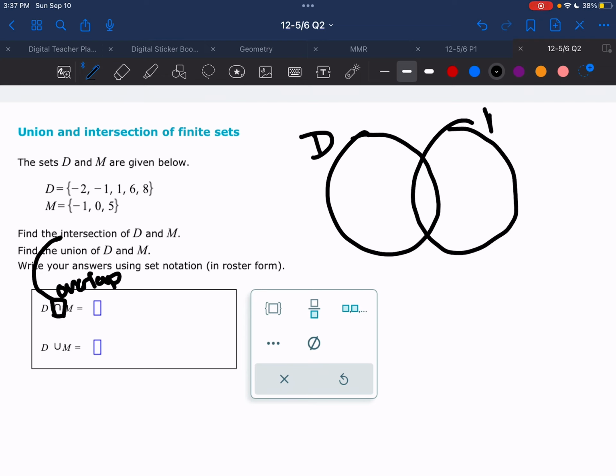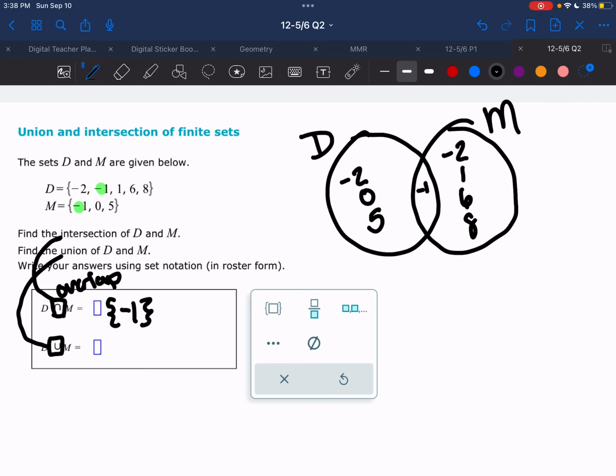I have D and M, and I have -2 in D, -1 in M, because that is in both. I have 0, and 5, and then 1, 6, -2, 1, 6, and 8. So my overlap is going to be -1, because that is the only number that is in both of the sets. For union, which is that symbol, we're going to list every single option possible.